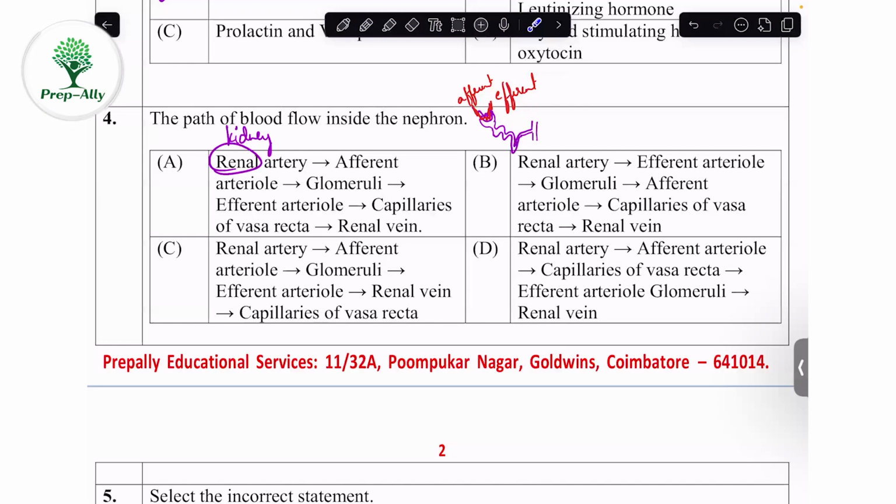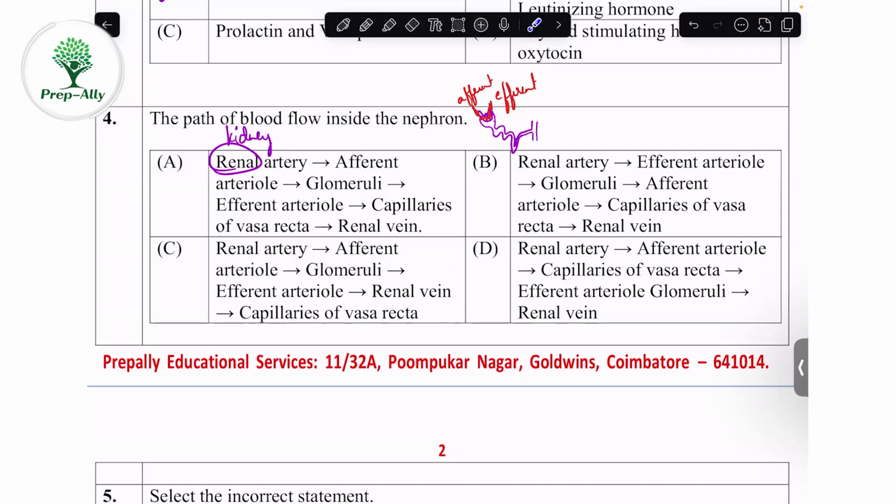So why not the other options? In the second option, we see renal artery, efferent arteriole. No, it should be afferent arteriole, then only efferent arteriole, because efferent is going out, it's the outlet. Afferent arteriole is the inlet. So option B is wrong. Take C: renal artery, afferent arteriole, glomeruli, efferent arteriole, renal vein. Renal vein is the final thing where the deoxygenated blood is collected and circulated towards the heart. Renal vein should be the final one.